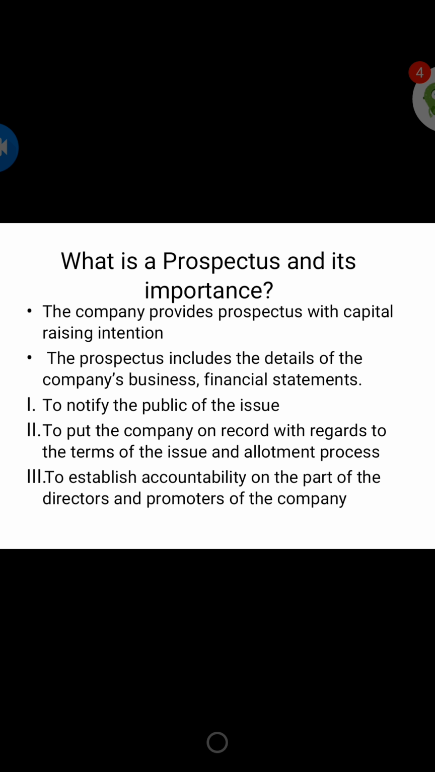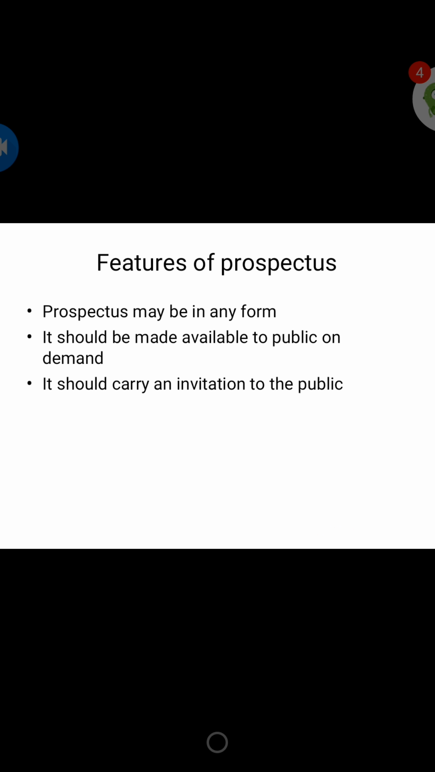So what is a prospectus and its importance? A company provides a prospectus with the intention of raising capital. The prospectus helps investors make a well-informed decision, because all the required information on the securities offered to the public for sale is there in the prospectus. It includes the details of the company's business and financial statements. It does so in order to notify the public of the issue, to put the company on record with regard to the terms of the issue and the allotment process, and to establish accountability on the part of the directors and promoters of the company.